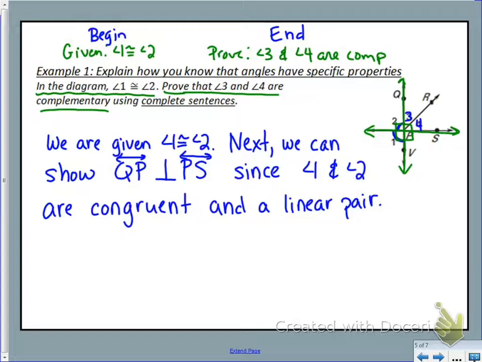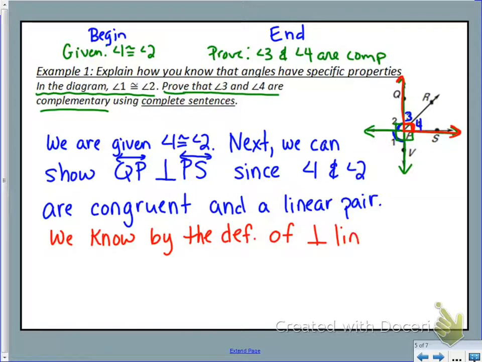So now we're going to use our definition of perpendicular to show that angle QPS is a right angle. Keep in mind our main goal is to prove that angles 3 and 4 are complementary. So if we can show that this is a right angle, that's very, very helpful. So we're going to go on to say that we know by the definition, you can abbreviate definition as DEF, by the definition of perpendicular lines, angle QPS is a right angle.